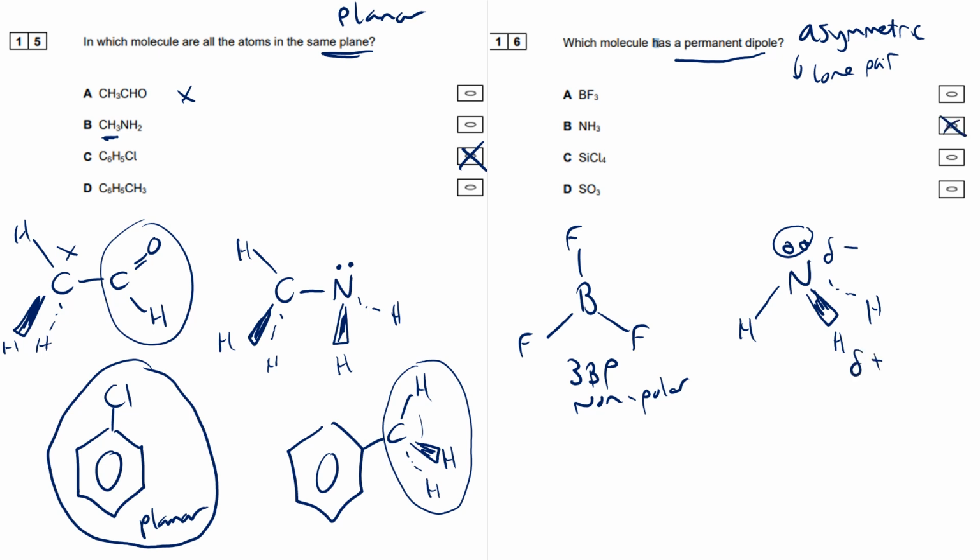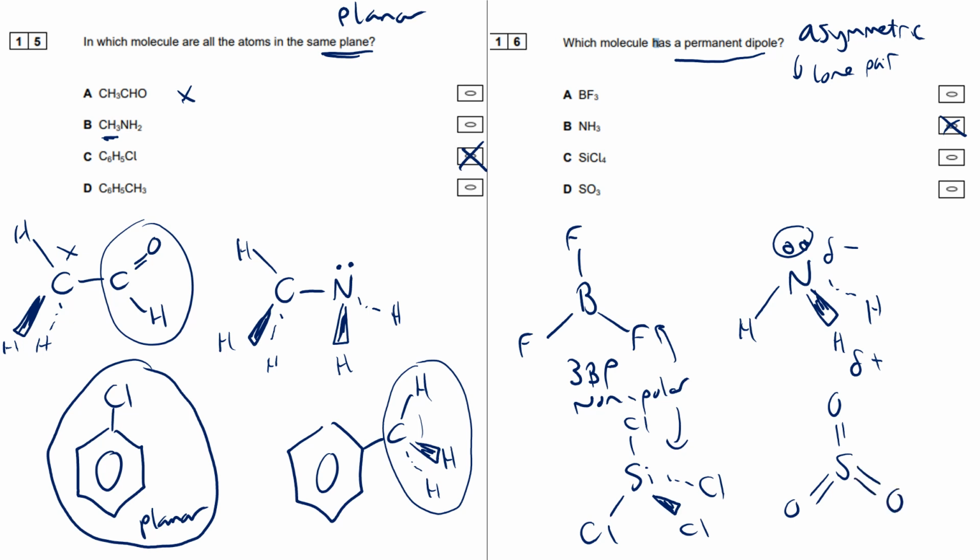Just going through C and D. Silicon is in group 4, it's formed 4 bonding pairs with chlorine. All of the same atoms are bonded around, so the polarity will cancel out, that's non-polar overall as well. And finally SO3, oxygen forms 2 bonds, sulfur's got 6 outer electrons, so if all of the oxygens are double bonded, all 6 of sulfur's electrons are involved in bonding, the dipoles cancel out, that is non-polar overall as well.